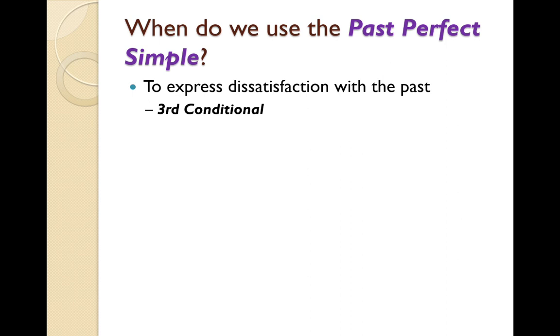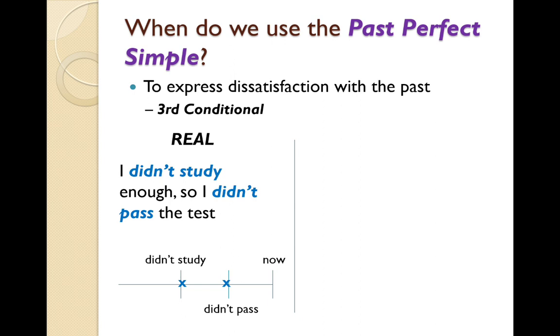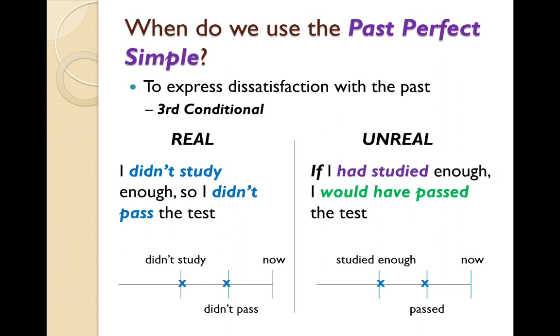So let's look at some more examples. We've got our real situation. Two finished past actions. I didn't study and I didn't pass. I didn't study enough, so I didn't pass the test. I'm not very happy with this reality, so I'm imagining a different reality, which is the opposite. I studied enough and I passed. If I had studied enough, I would have passed the test. So this is the reality that I'm dreaming about, that I wish had happened, but unfortunately, it's not real.